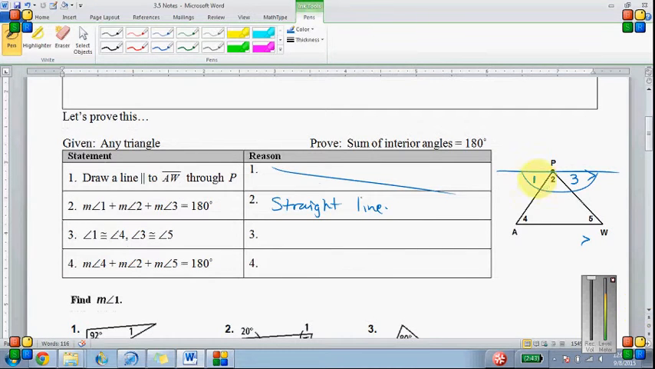Next, we have that angle 1 is congruent to angle 4 and angle 3 is congruent to angle 5. Well, since this line up here is parallel to this bottom side, angles 1 and 4 and angles 3 and 5 are alternate interior angles, so that's why they're congruent.